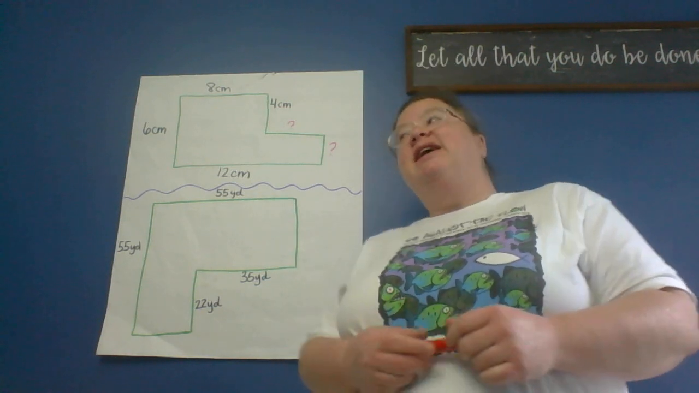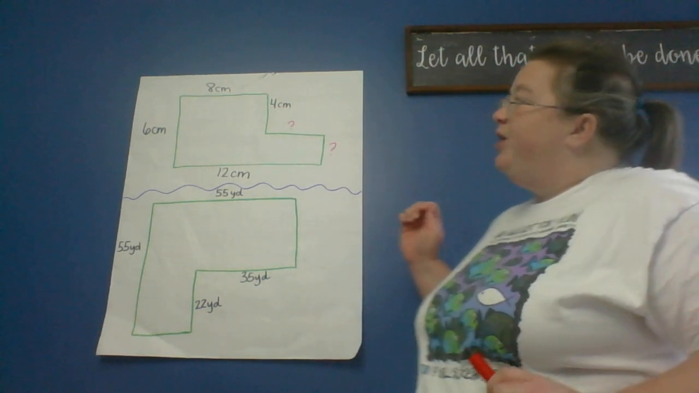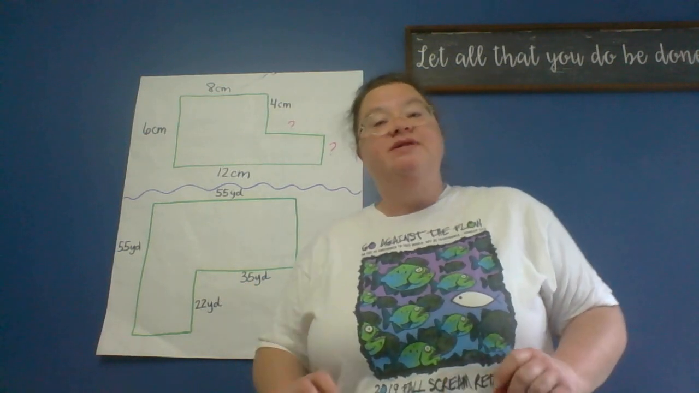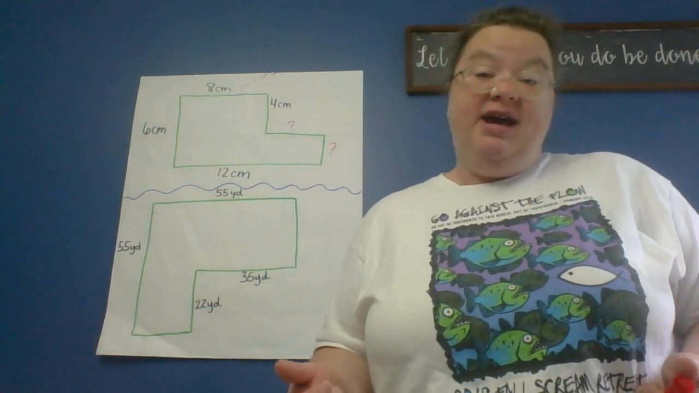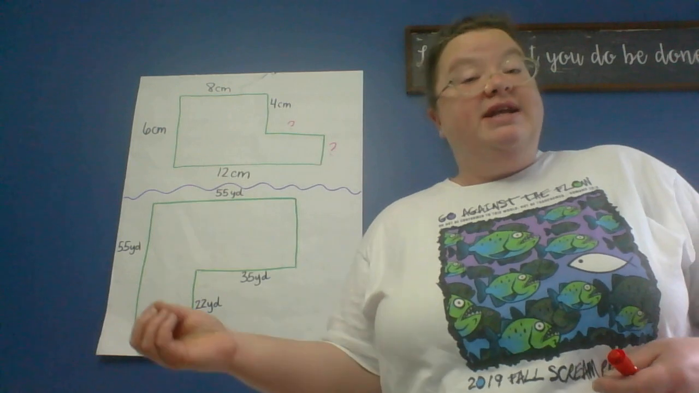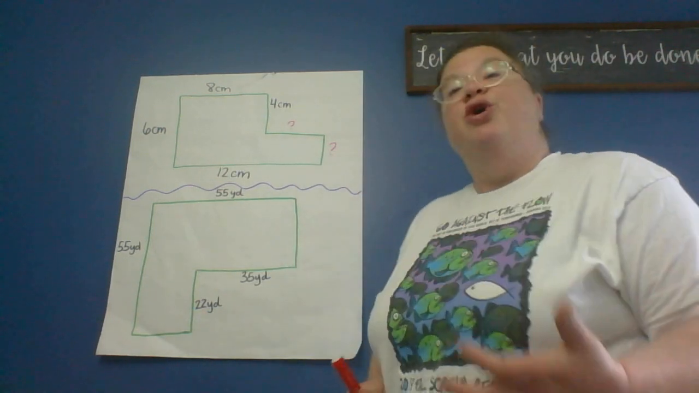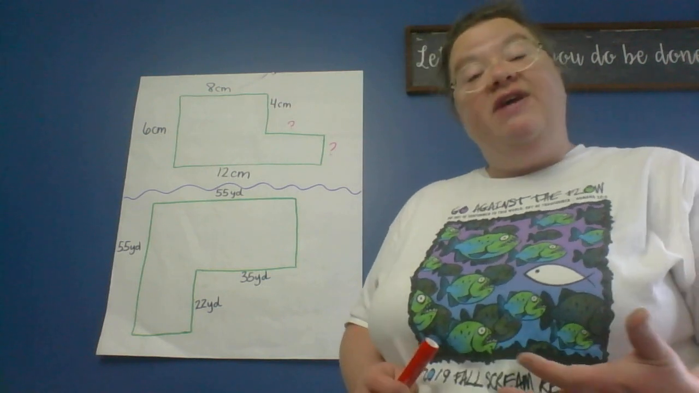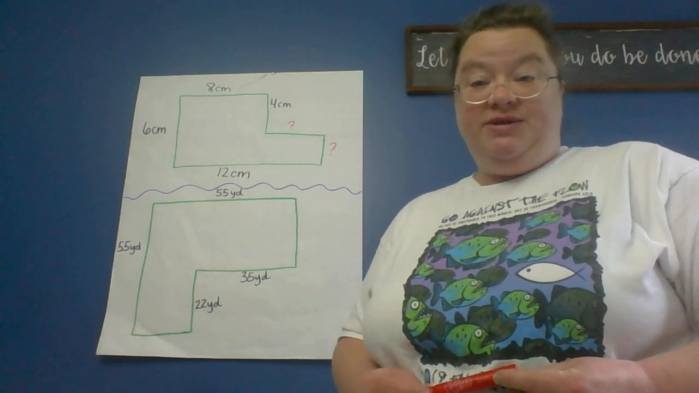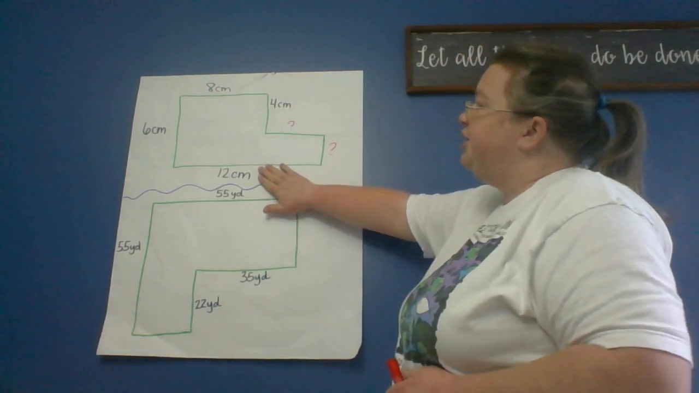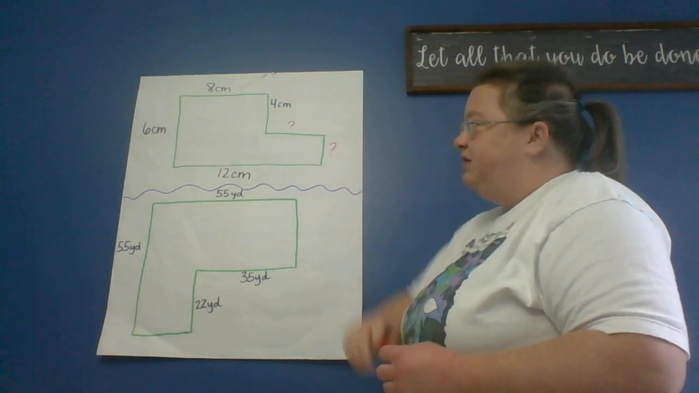It's amazing. So today we're going to figure out how to find some missing lengths of sides of our rectilinear figures, lengths or widths, because you're going to need to know how to do that to figure out areas of these shapes sometimes. So I want you to look up here first, okay?